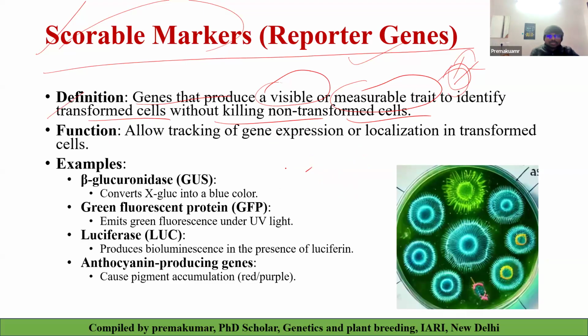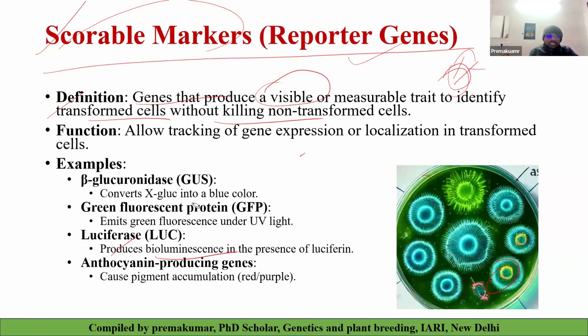There is another marker system also, blue-white screening, that I will deal with in detail from the next slide. Then another marker system is GFP protein. Cells which have the GFP, when exposed to UV light, will emit green fluorescence under UV light, whereas other cells don't have it. Based on that, we can identify which is transformed, non-transformed, recombinant, non-recombinant. In the same way, luciferase produces bioluminescence in the presence of luciferin.